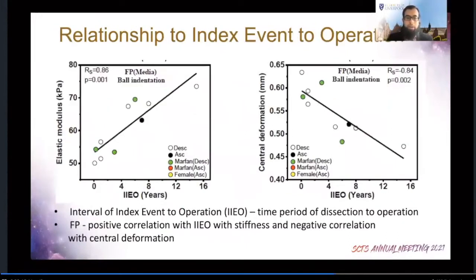With the interval of index event to operation, that time period of dissection to operation, we find that there's a positive correlation with the tissue stiffness, the elastic modulus, with the flap, and a negative correlation with the central deformation. So with time, as patients live with this dissection, the flap tissue is becoming stiffer and less compliant, less able to move. And no such correlations were seen for the other tissues that were studied.